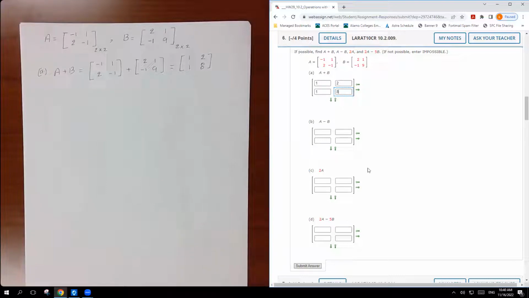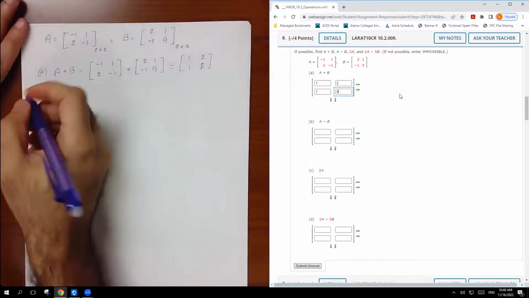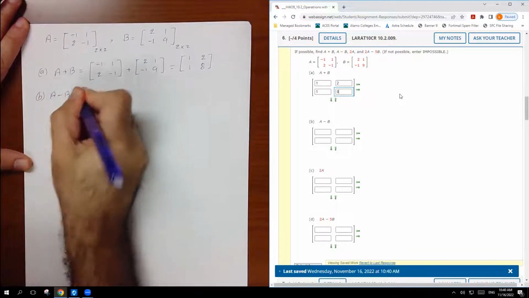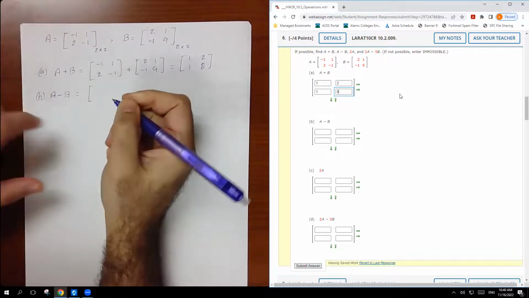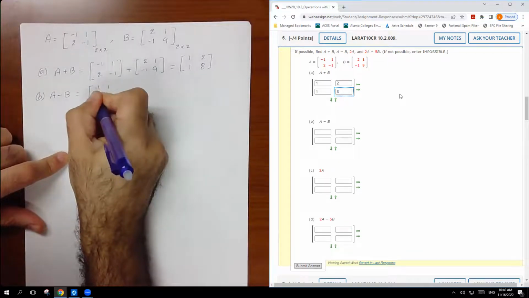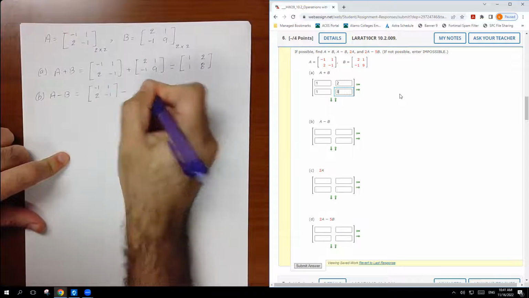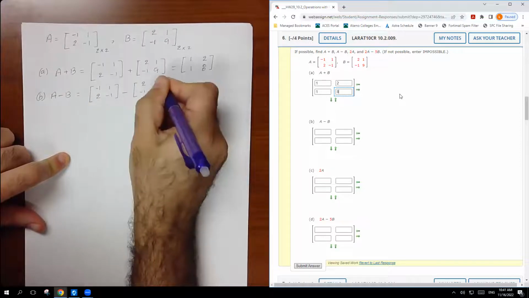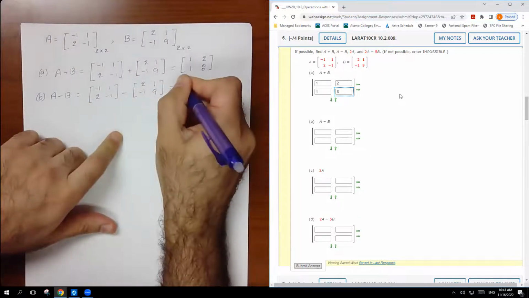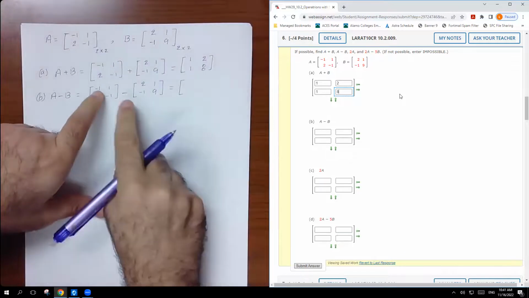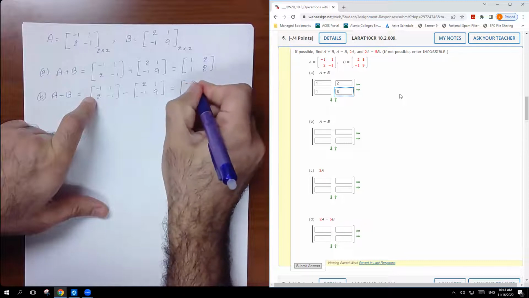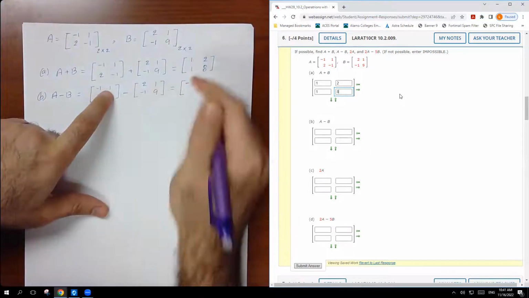That's it for A. Let's check B. They're telling you A minus B. Be careful with the B. The second one, A minus B. It's going to be equal. Here's A, -1, 1, 2, -1, minus B, 2, 1, -1, 9. So the result is going to be -1 minus 2. -1 minus 2 is going to be -3. 1 minus 1 is going to be 0.